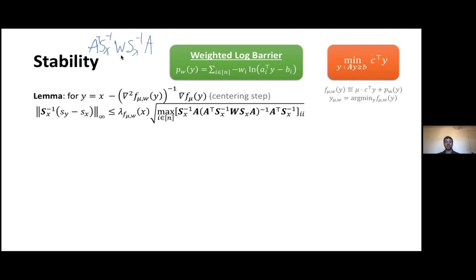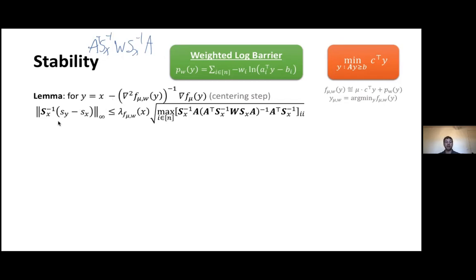Now, if we're not changing the weights, since this is just a diagonal matrix with 1 over the slack on every coordinate, if we can just show the slacks don't change too much multiplicatively over a step, that implies the Hessian doesn't change too much multiplicatively over a step. So if we just want to show that the Newton decrement is going down, it suffices to show that we can bound how much the slacks change multiplicatively when we take a centering step.